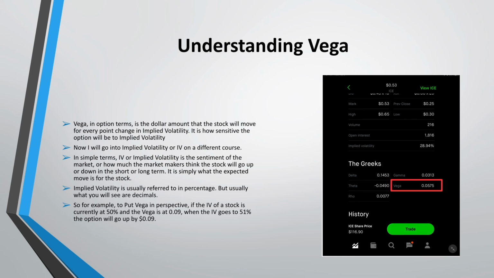All right, so for example, to put Vega in perspective, if the IV of a stock is currently at 50% and the Vega is at 0.09, when the IV goes to 51%, the option will go up by 0.09, or 9 cents, or really $9 in real terms. Now, of course, if the IV goes down to 49%, the option will go down by the 9 cents or the $9.